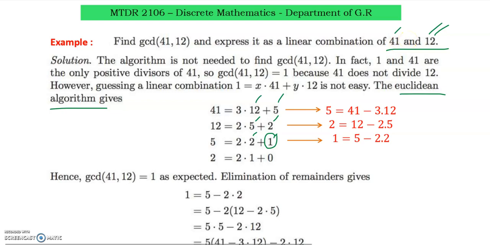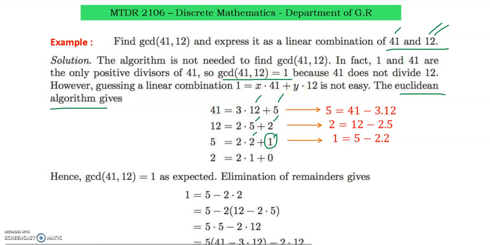Now, in another way we can find the GCD. By argument we can conclude that the divisors of 41 are nothing but 1 and 41, and 41 does not divide 12, so we can write that the GCD of 41 and 12 is 1. Then how do we write the linear combination of 1? We can write it as x multiplied by 41 plus y multiplied by 12. This is a linear combination of 41 and 12. Now how do we find x and y? That is not easy; that is difficult.